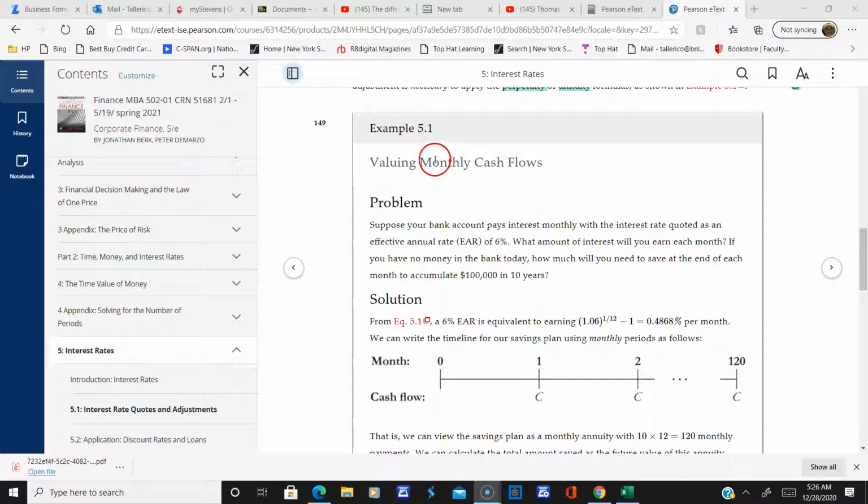So the last video I made, we kind of left off at this example here, and I want to go over this example where you're going to evaluate monthly cash flows, okay? And there's some interesting points we're going to make here.